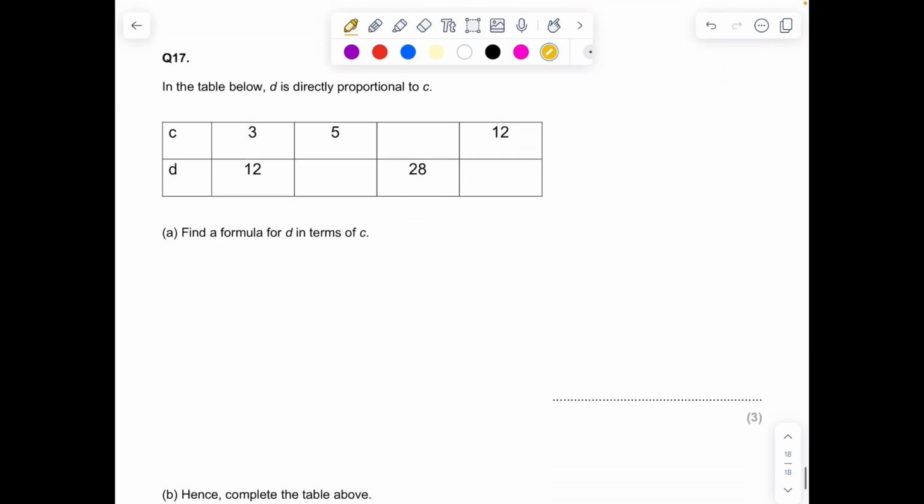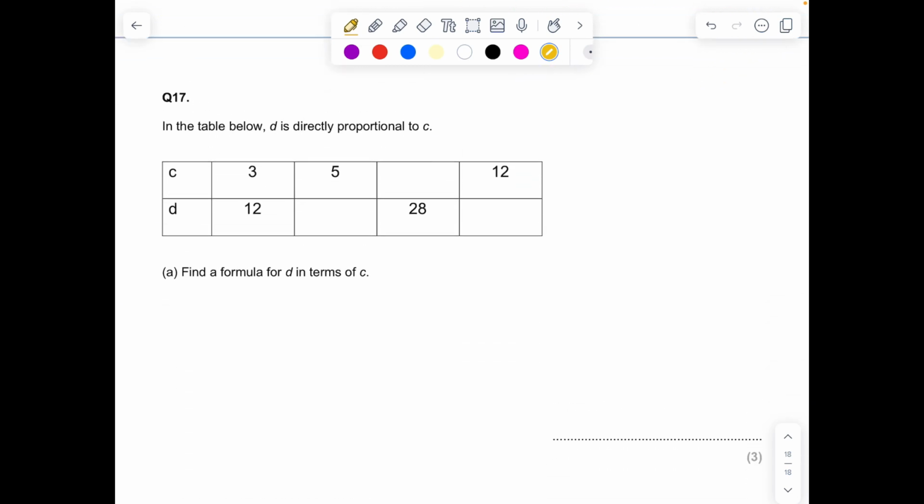Okay, last question then. Write a formula for D in terms of C. So you can see here that this is times by 4, and that's the beauty of direct proportion. We can simply write D equals 4C. Okay, so each time to get D, all we've done is multiply by 4.